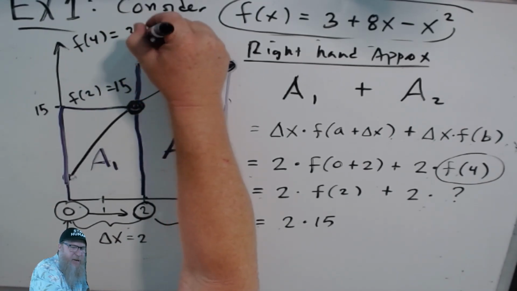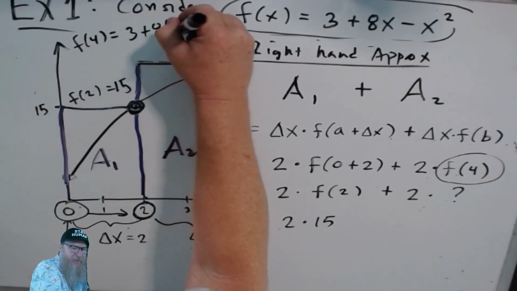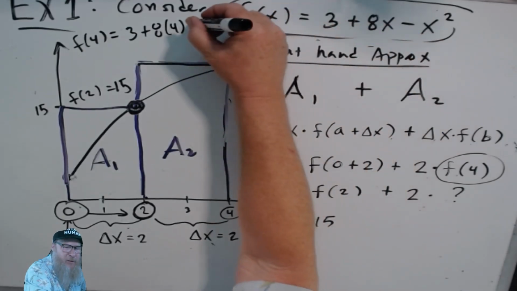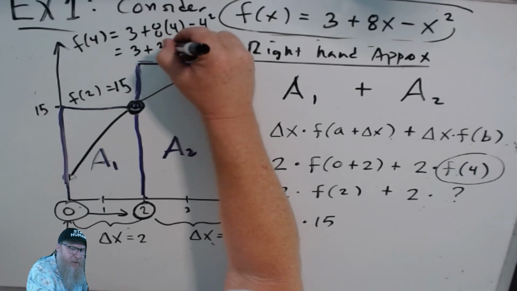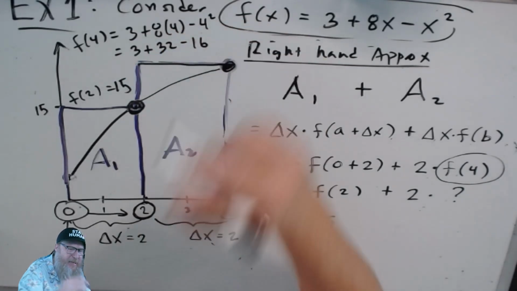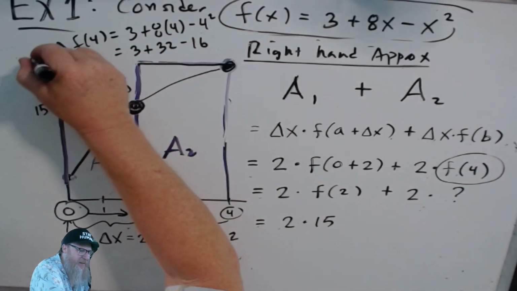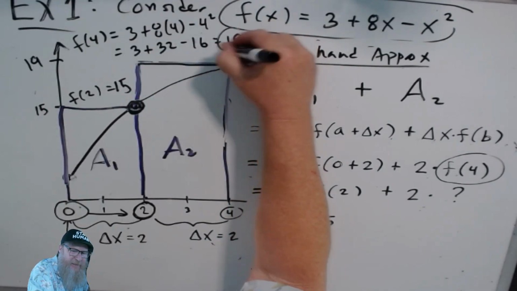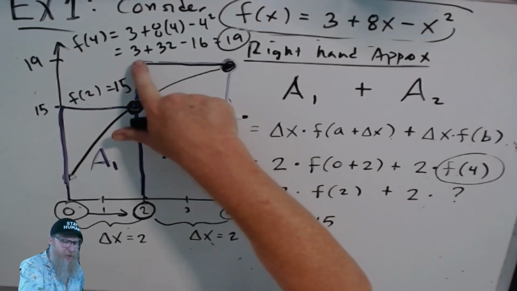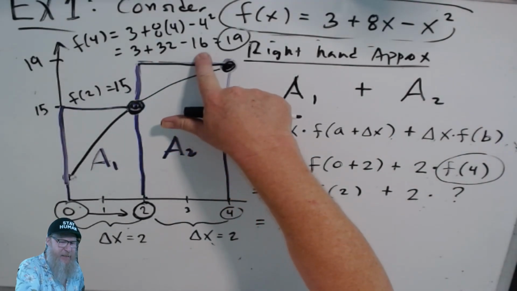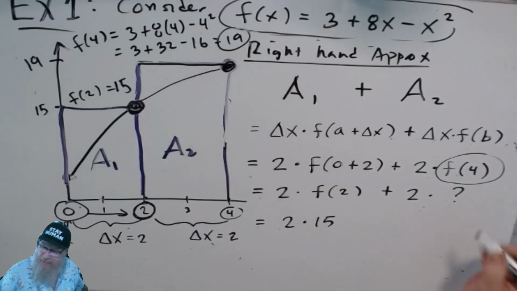So that'll be 3 plus 8 times 4. I'm using this function, minus 4 squared. 3 plus 32 minus 16. So that's 19. f of 4 is 19, right? Oh, I guess it is just a little bit above it. My drawing was better than I thought it was. Double check that. 32 minus 16 is 16 plus 3. Yep, 19. Good.